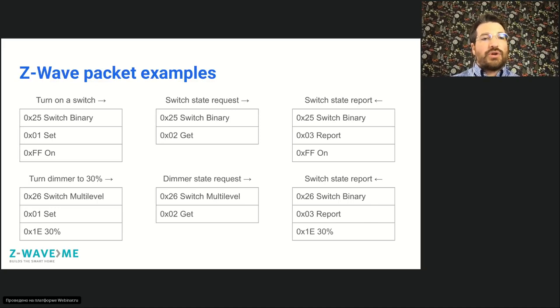All this is to show you that actually sending a command to a Z-Wave device is just about sending several bytes to that device. And those bytes are pretty easy to read, so there is nothing obscure in Z-Wave. You can look and inspect different packets.